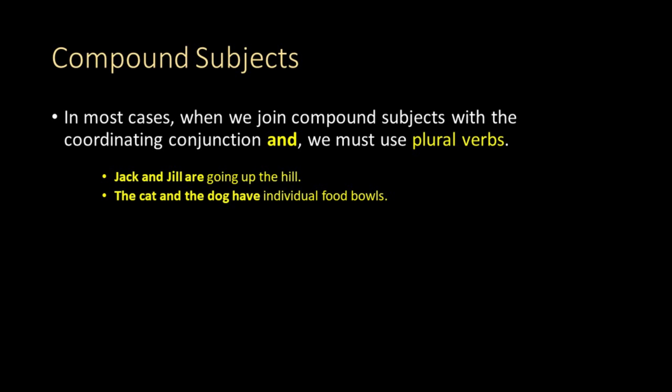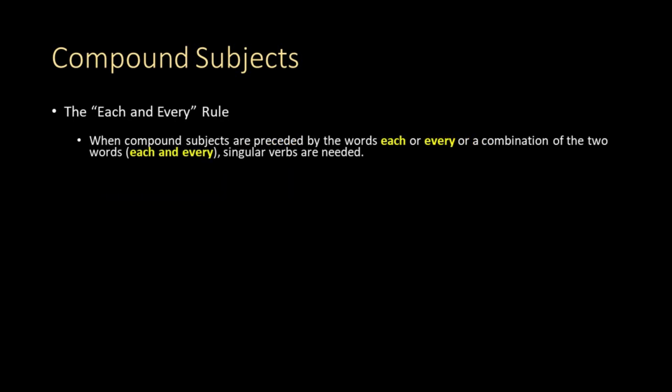1 plus 1 equals 2. Jack and Jill are going up the hill. The cat and the dog have individual food bowls. But there are a couple of exceptions to that rule. The first is this. When compound subjects are preceded by the words each or every, or a combination of the two words, each and every, singular verbs are needed.